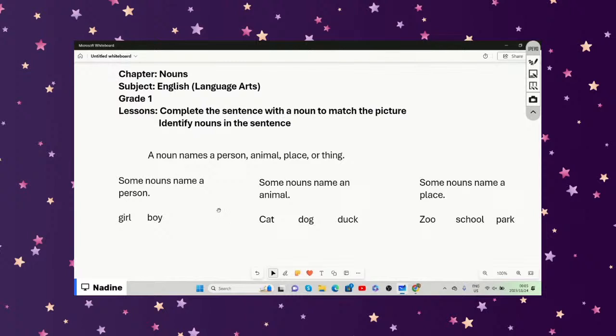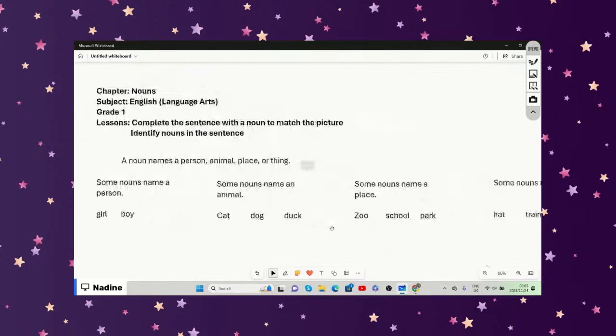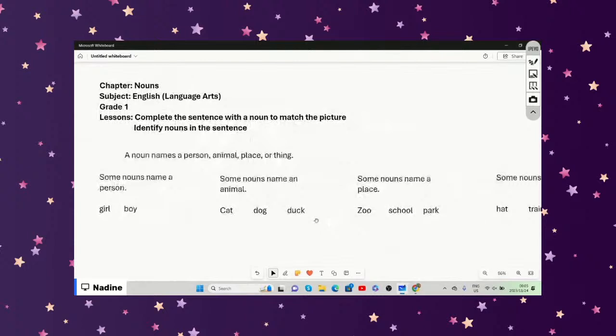So basically, a noun names a person, an animal, a place, or a thing. So that is a noun. And these are general nouns. Instead of being specific, we are just generalizing.